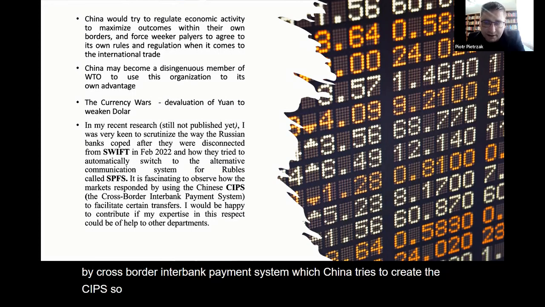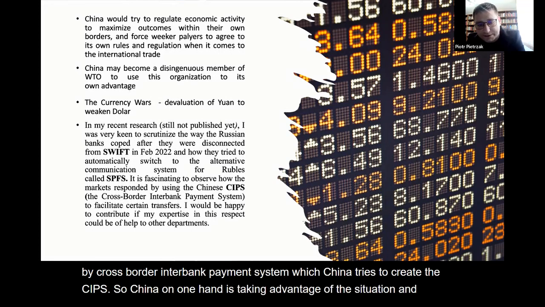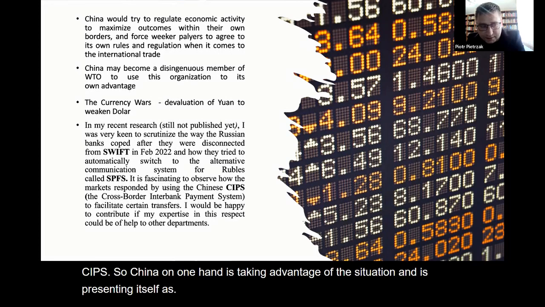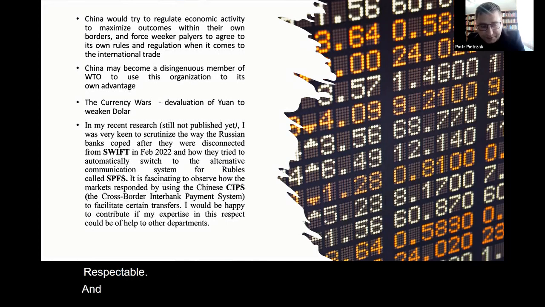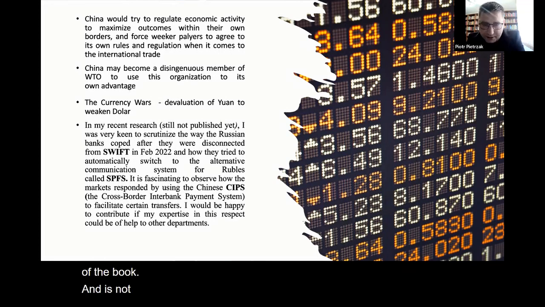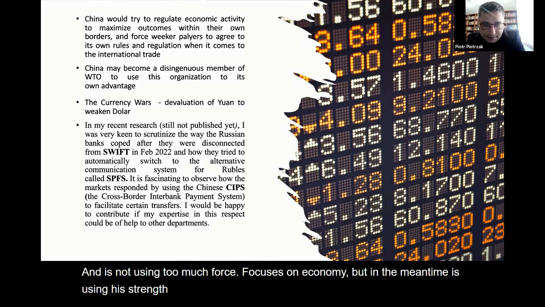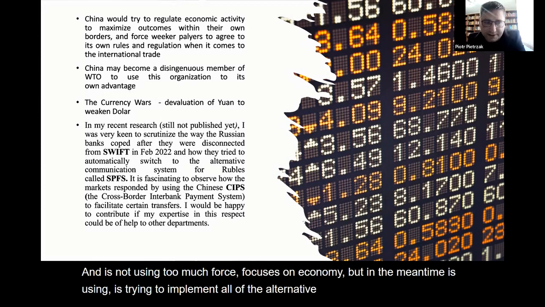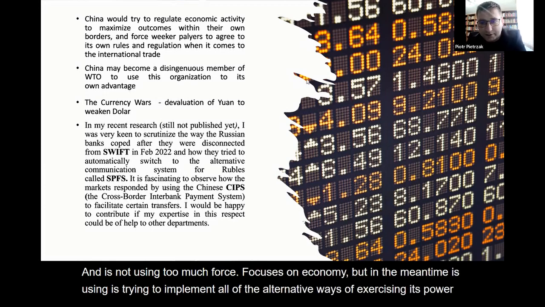So China, on one hand, is taking advantage of the situation and is presenting itself as a respectable player, as a peaceful player who is trying to play by the rules of the book, and is not using too much force, focuses on economy, but in the meantime is trying to implement all of the alternative ways of exercising its power and influence globally.